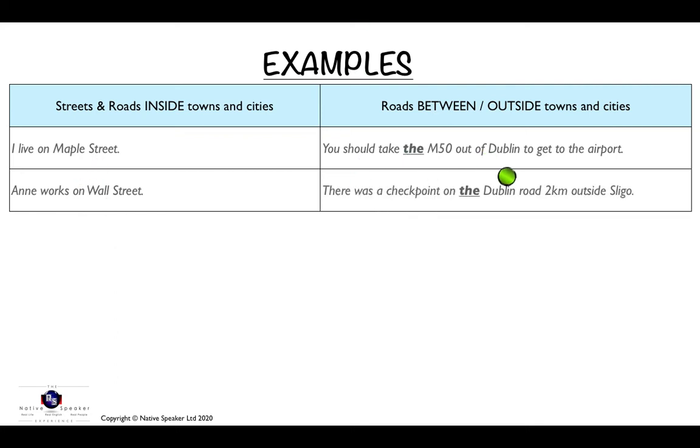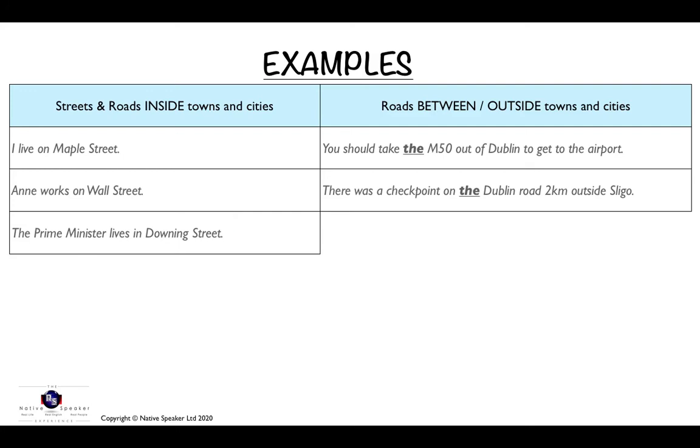There was a checkpoint on the Dublin Road 2 kilometres outside Sligo. That road is obviously outside the town, so you use the. What's a common mistake? Students forget to use it, and that's a mistake. If you say there was a checkpoint on Dublin Road, that sounds completely terrible, so don't say that.